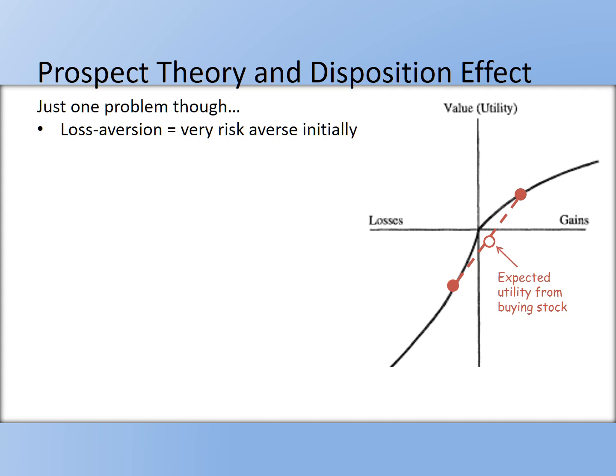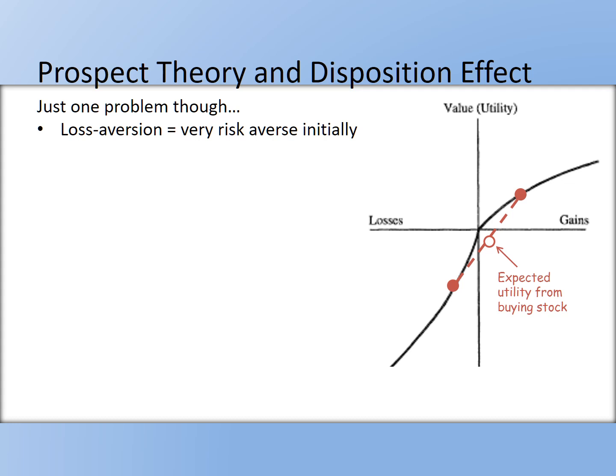Essentially, the loss aversion makes the whole curve concave. If I remove the diminishing sensitivity, so I remove the curvature, then what you have is essentially something like this, which is concave around the origin.